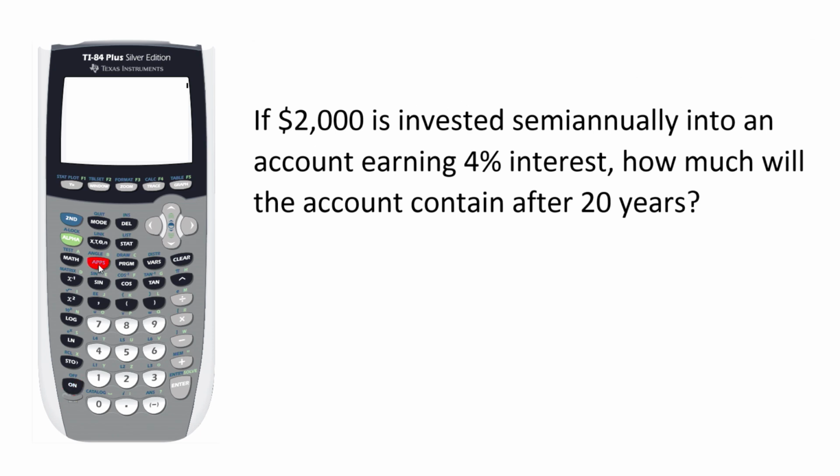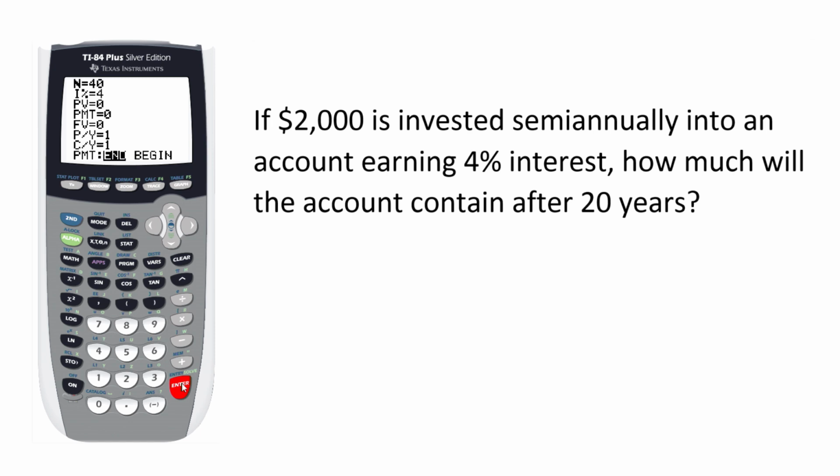So we want to hit Apps, and then Finance, and TVM solver. So our N is the number of times interest will be compounded in total. The payments are being made semi-annually, so we can assume that interest is being compounded semi-annually as well. So that's twice per year for 20 years. So interest will be compounded in total 40 times. Our interest rate is 4%.